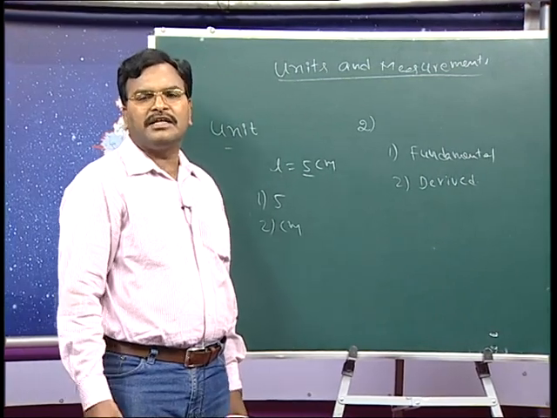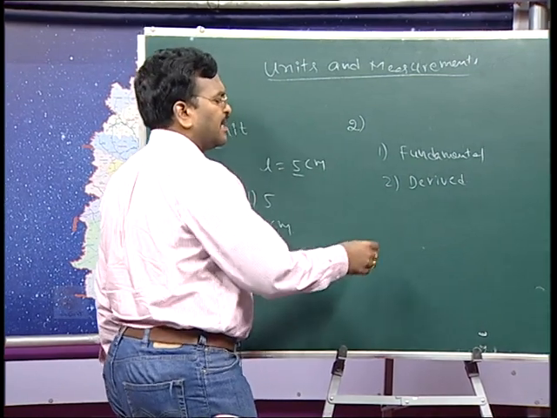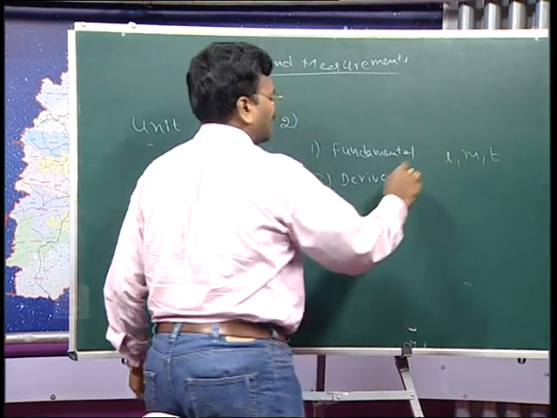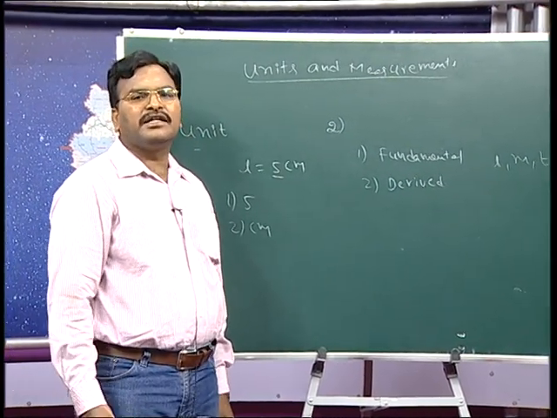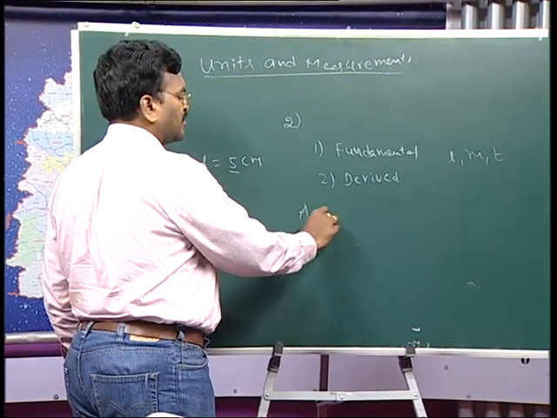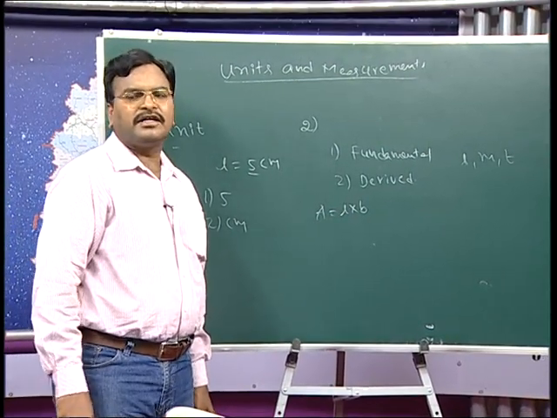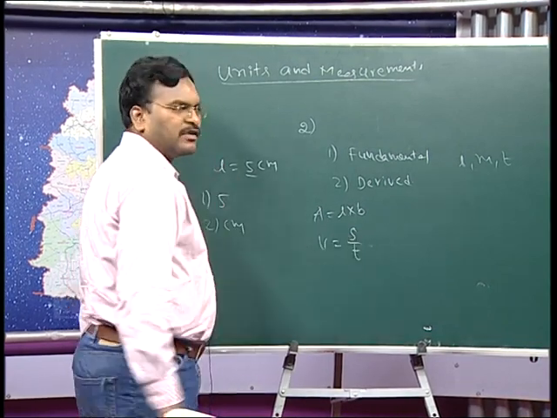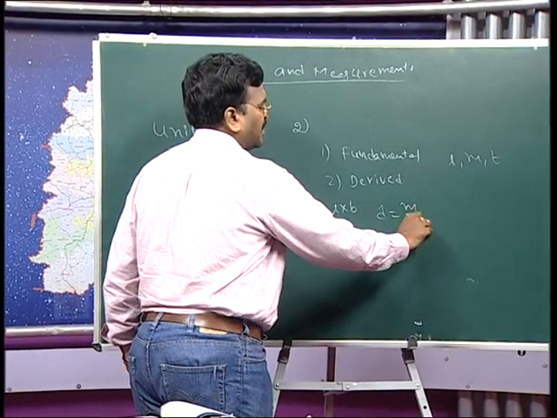Fundamental quantities are physical quantities which are independent of others. Example: length, mass, time. Derived quantities are physical quantities which can be derived from fundamental quantities. Suppose area. Area is length into breadth, so area depends on length and breadth; it is a derived quantity. Speed is distance by time, a derived quantity. Density is mass by volume, a derived quantity.